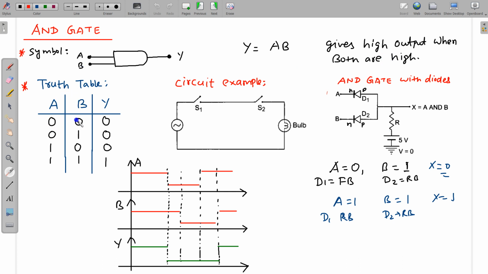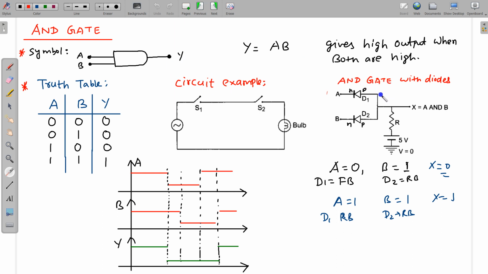When this is low, obviously this is low. When this is low and this is high, then also it is low. It will give high output when both are high. So when A and B are 1, then Y is also equal to 1. For circuit resemblance, these are two switches, and if we close both switches, only then will this bulb glow. If one of the switches is open or both switches are open, then the bulb will not glow. So it resembles the operation conducted by the AND gate.